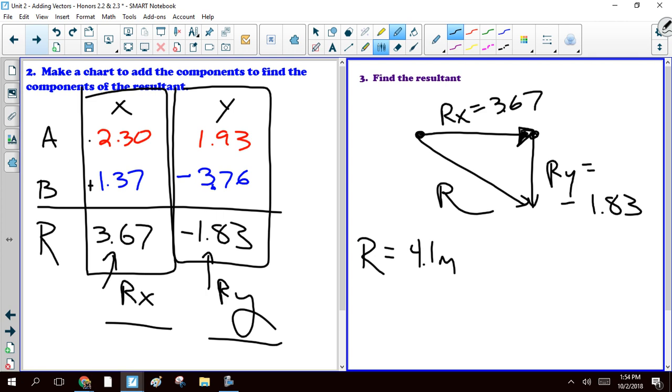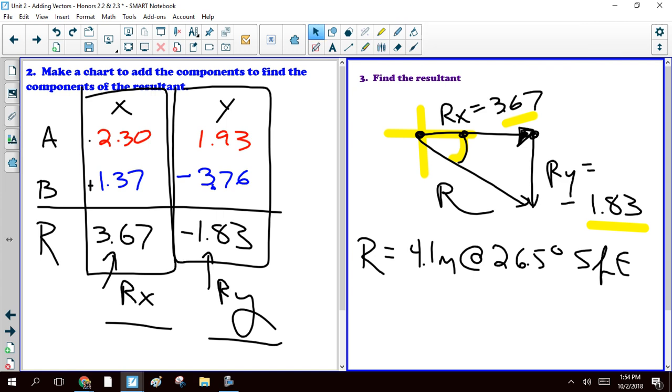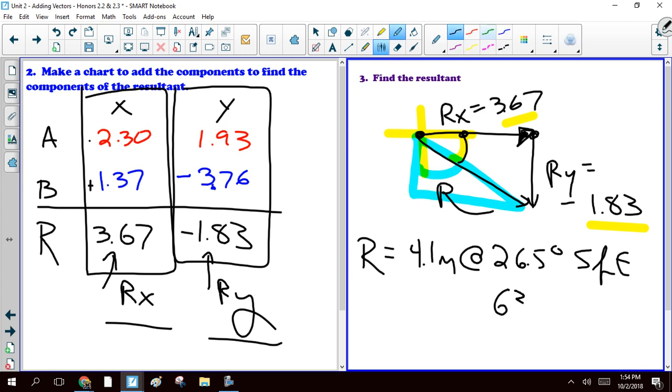Remember, you always find the angle at your origin. Smartboard is being really ornery lately. There we go. Here's my origin. I want to find this angle. So, opposite over adjacent, inverse tangent of it, gives you 26.5 degrees. And then this angle is not east, it is south of east. Now, if you chose to make your drawing this way, then you get this angle, which would be 63.5 degrees east of south, also acceptable.